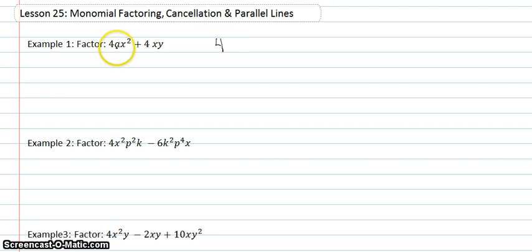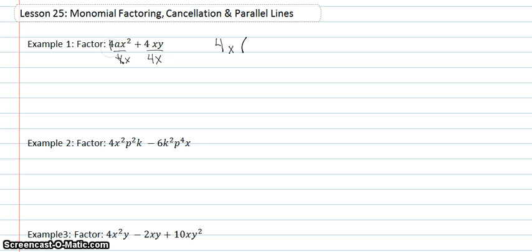Now, only one has an a, but they both have at least one x. So we want to use the variable's smallest exponent, and only one had y, so that would not be included. So then we're factoring out or dividing out this 4x.